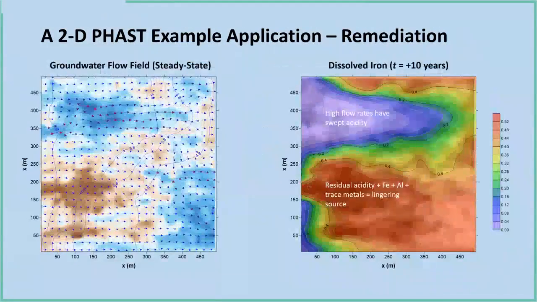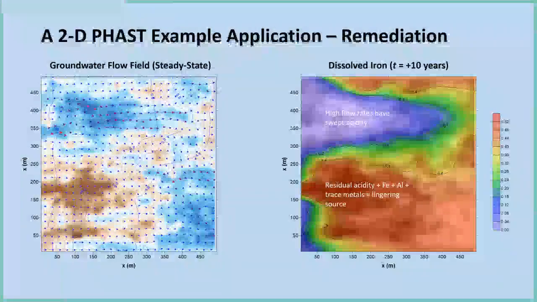Let's look at some of the results from FAST. Initially, the model was set up to run for a 10-year period without the addition of any pH influencing agent. This was really to set up plausible initial conditions. The groundwater flow field is shown on the left with the blue contour lines representing groundwater elevation contours and the arrows indicating the local groundwater velocity vectors.